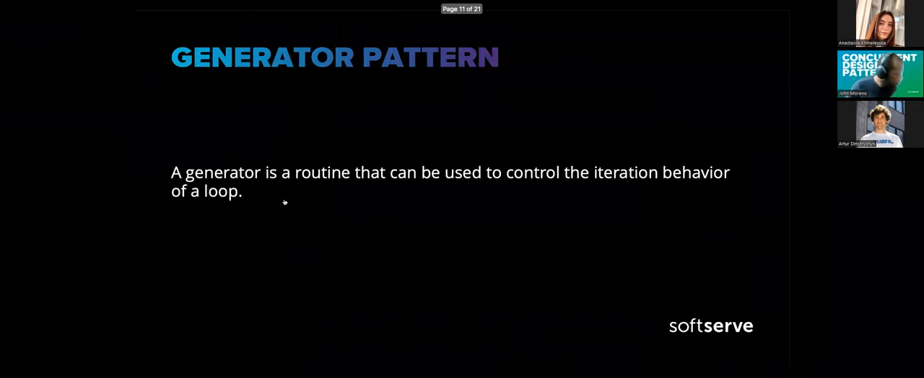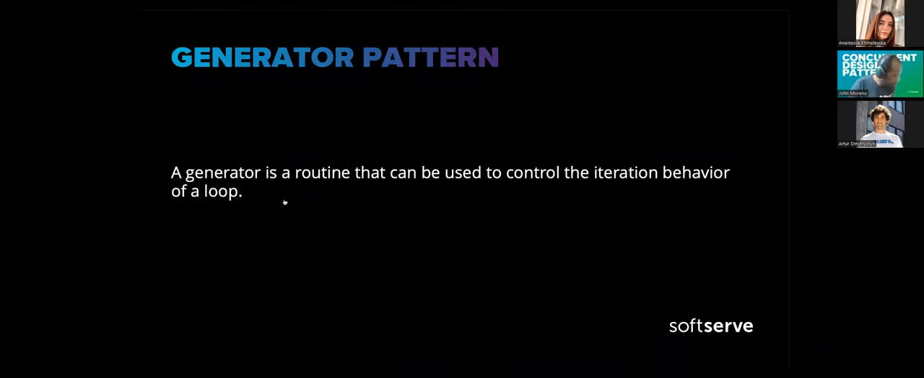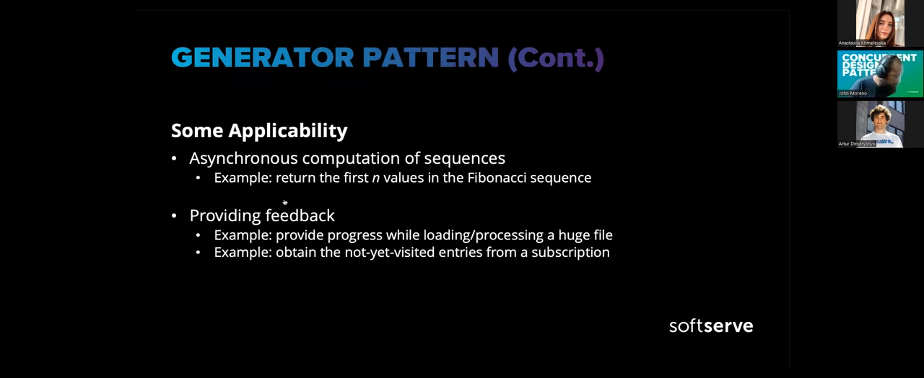Okay, so let's continue with the generator pattern. A generator is a routine that can be used to control the iteration behavior of a loop. And this pattern has some applicability. In general, it is good when dealing with asynchronous computation where the result is a sequence. So for example, if you want to return the first n values of the Fibonacci sequence, which is a classical example, or if you want to provide progress while loading or processing a huge file, in this case, the sequence is the percentage of progress.